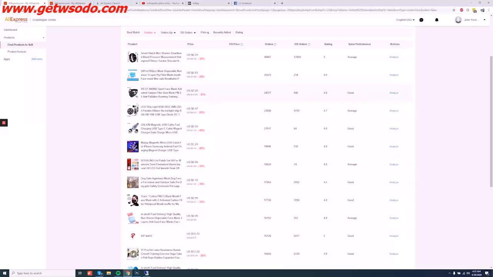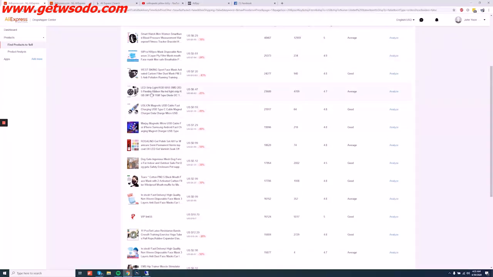So over here, you can see that there's a lot of masks currently selling, and that's because it's Corona season. Currently, most advertising platforms have banned masks, so it's quite hard to sell them at the moment. So I wouldn't recommend you to sell it just because it's really hard for you to get these advertisements approved.